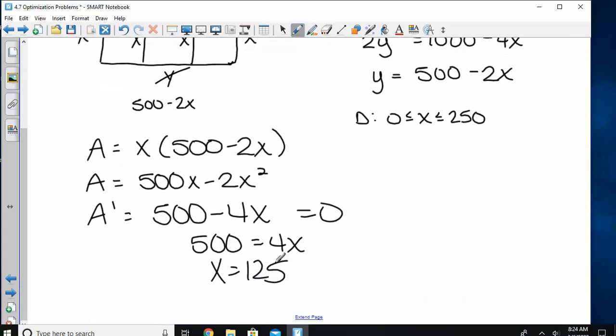So you have two ways. You could either plug this in, get your dimensions, so this side would be 500 minus 250, so 250, and then length times width. Or you could plug your 125 into your area equation. Either way. So do that, and what do we get?